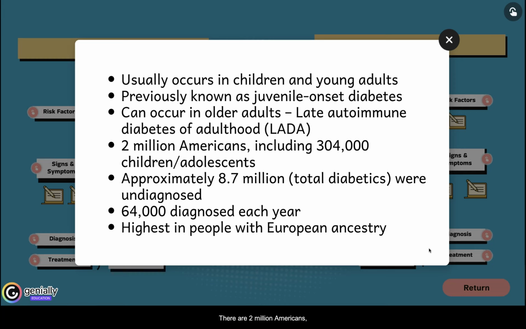There are 2 million Americans, including 304,000 children and adolescents, with type 1 diabetes, and the number is growing. And approximately 8.7 million total diabetics were undiagnosed, right? 64,000 are diagnosed each year approximately, and type 1 diabetes is highest in people with European ancestry.